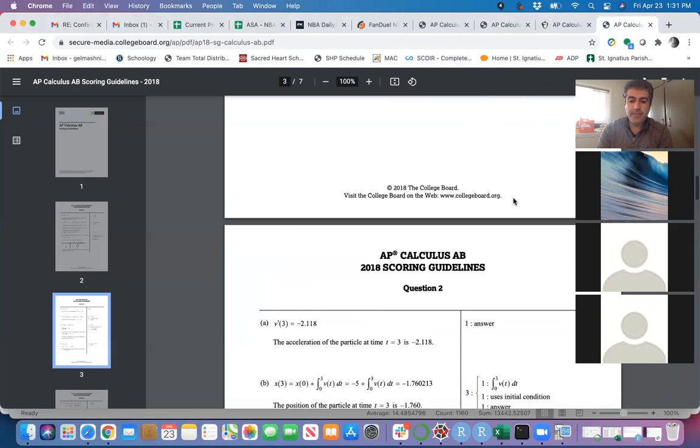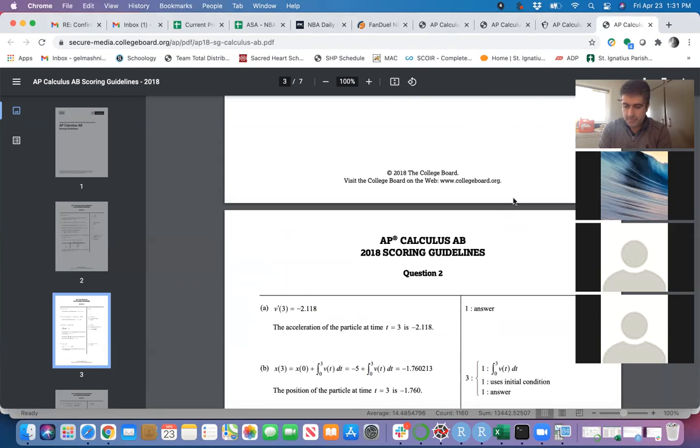That's that simple. And for part B, you take your initial position and add it to the integral of the velocity, or you can think of it as the integral of the velocity is x3 minus x0, in case they gave you x3 and want x0, just so you don't mess it up. The integral represents the net change, and you add it to negative 5, so the position is negative 1.76. So 1 point for the integral, 1 point for using the initial condition, 1 point for the answer.